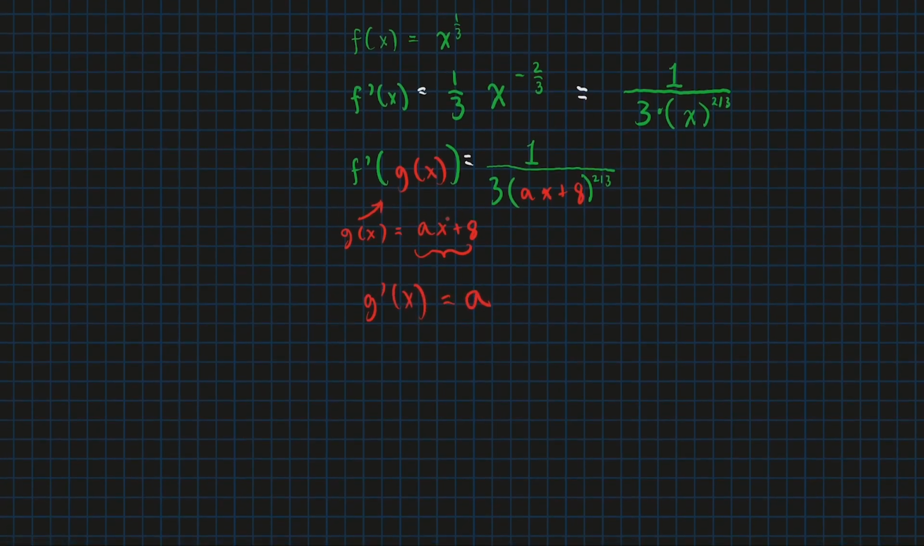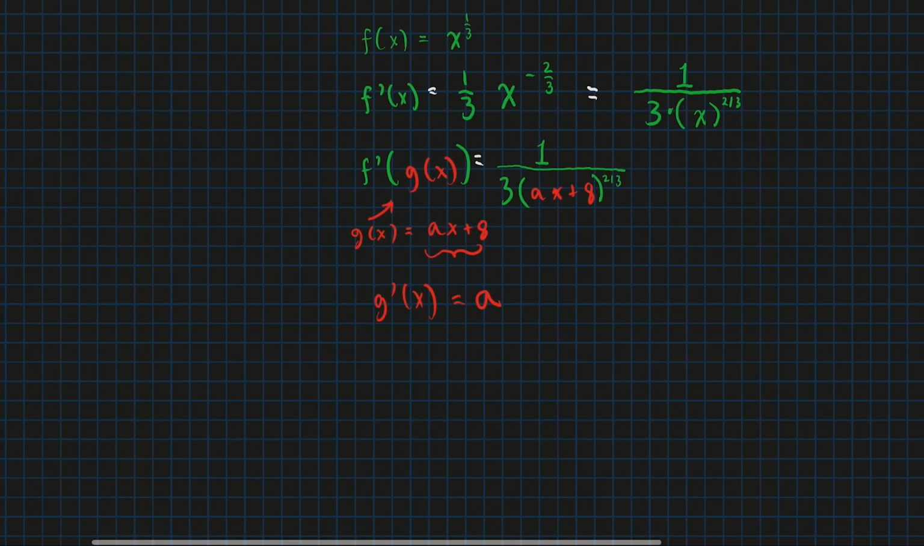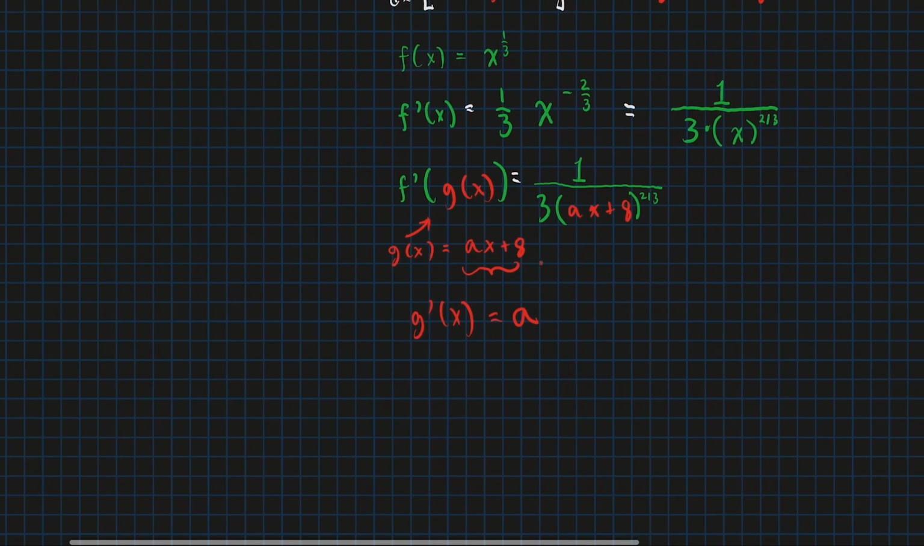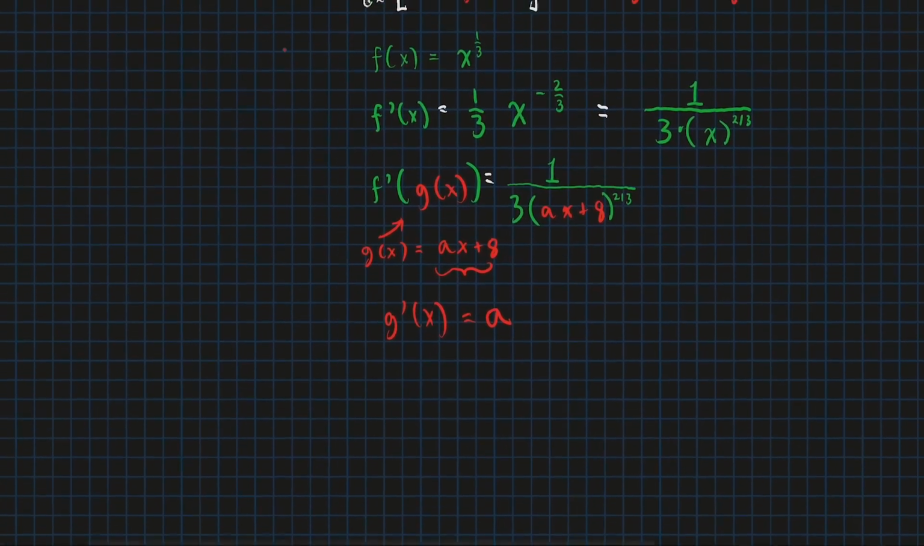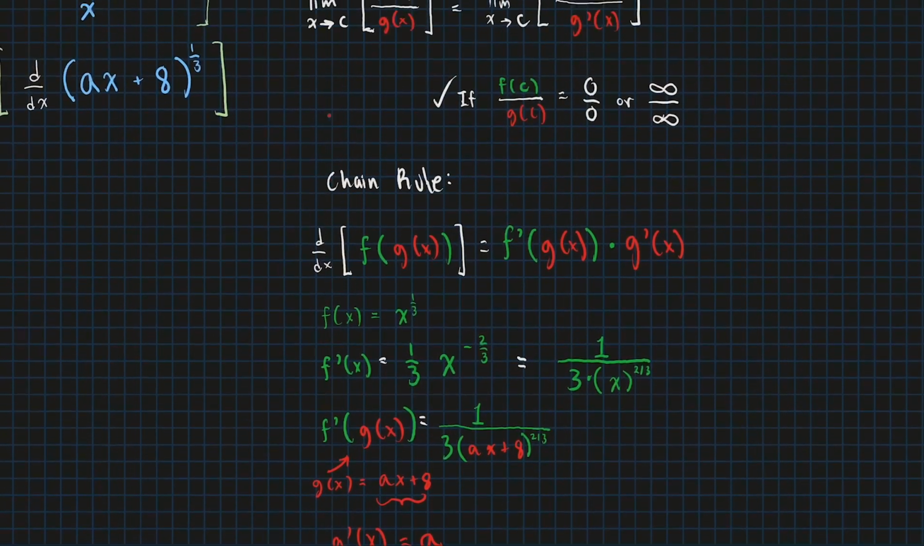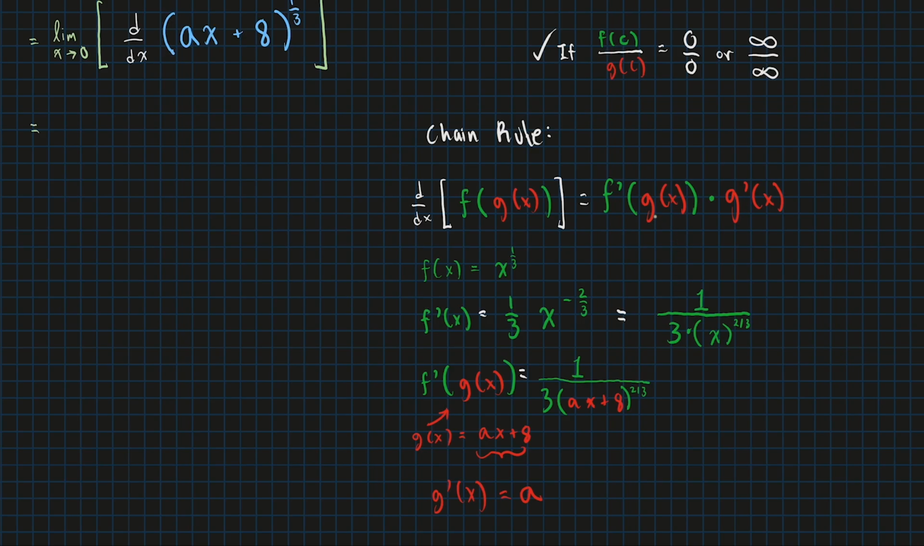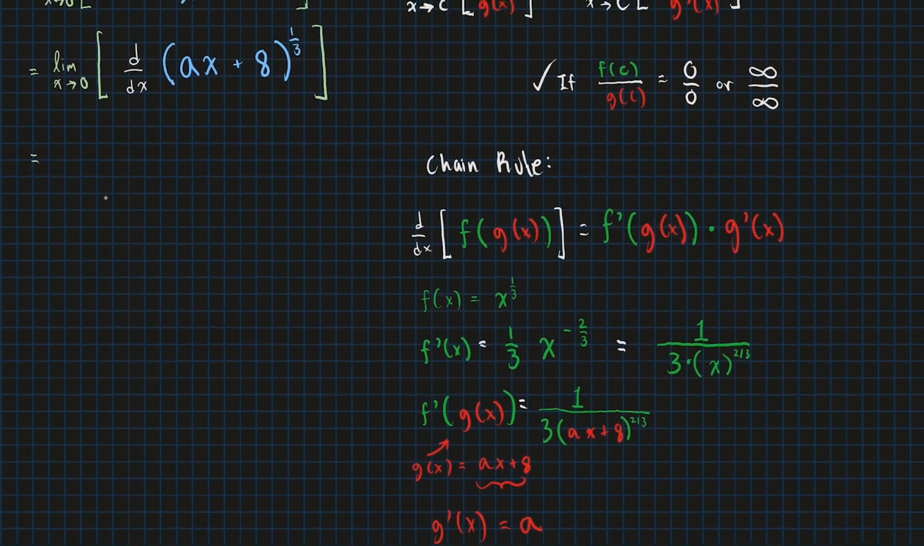If you want, you can also think about that with the power rule. But just know that a line like this, ax plus 8, that is the equation of a line, will always have a slope of a. So g prime is equal to a. So what is the derivative of our numerator? Well, we just multiply these two things, right? F prime of g of x times g prime of x.